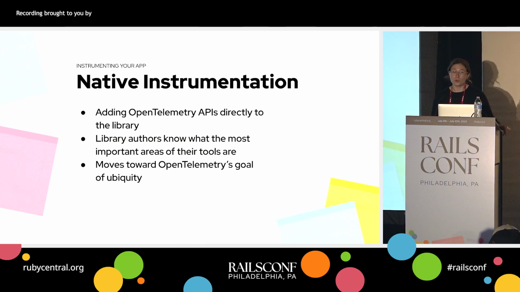Native instrumentation is where OpenTelemetry really wants everybody to go. The idea is that you add APIs directly to the library so that the library authors are paying attention to what needs to be instrumented and thinking about that, and including that as part of their maintenance. This would move towards OpenTelemetry's goal of ubiquity.